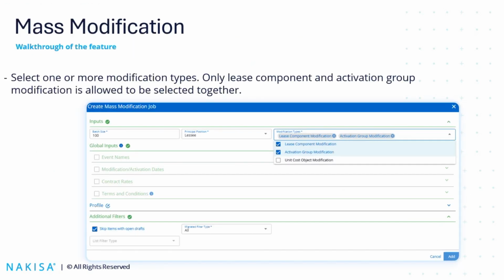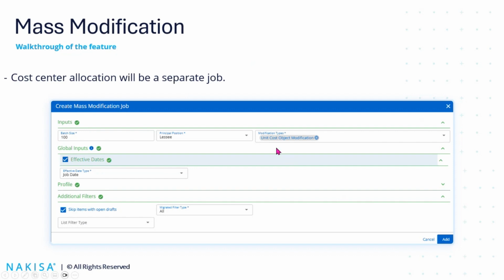So this is an example of if you want to run the lease component and activation together. Just keep in mind that you cannot run the unit cost object modification, or change the cost center allocation, mass job all together at the same time. So you need to run it separately. This will be a separate job completely.